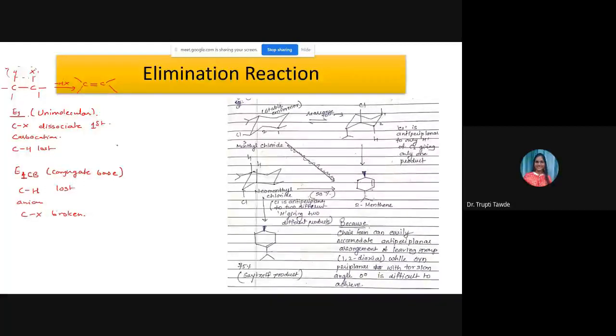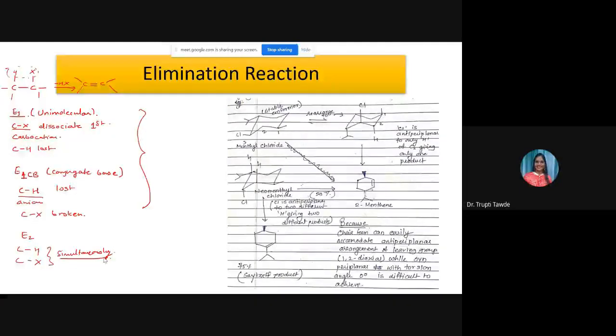So how many types are there in E1? There are two types. If you carry out this reaction without a base, the X will be broken because it's a polar bond. And if you are using a base, then the CH bond will be broken easily. So there are two types of E1 mechanism. And then E2. In E2, CH and CX both are broken simultaneously, just like your SN2.